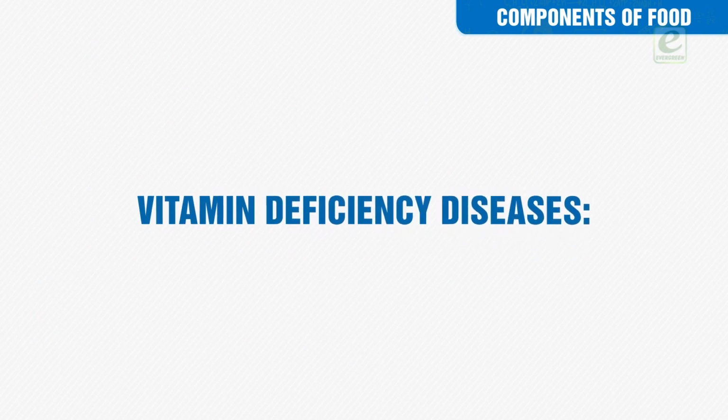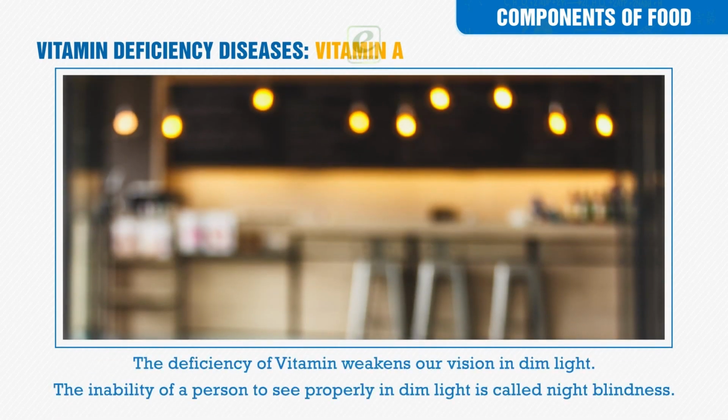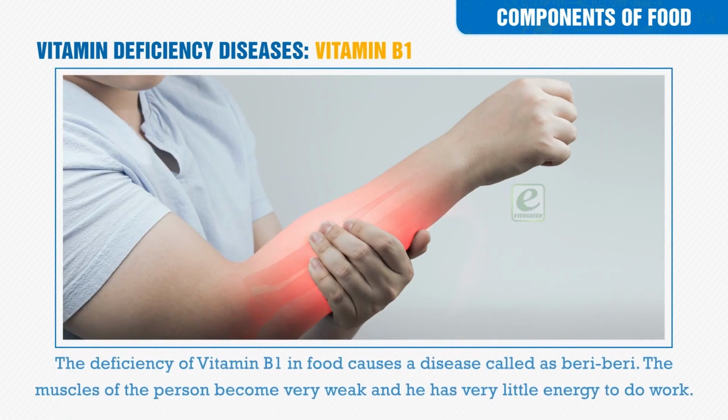Vitamin deficiency diseases. Vitamin A. The deficiency of vitamin A weakens our vision in dim light. The inability of a person to see properly in dim light is called night blindness. Vitamin B1. The deficiency of vitamin B1 in food causes a disease called beriberi. The muscles of the person become very weak and he has very little energy to do work.